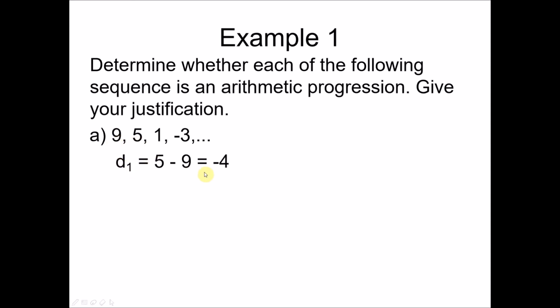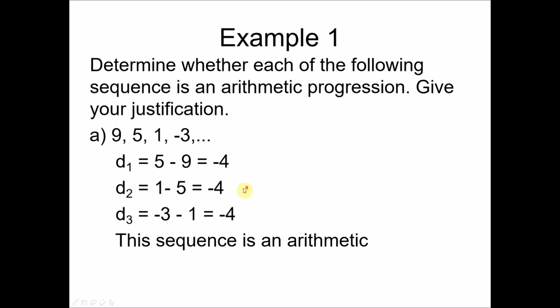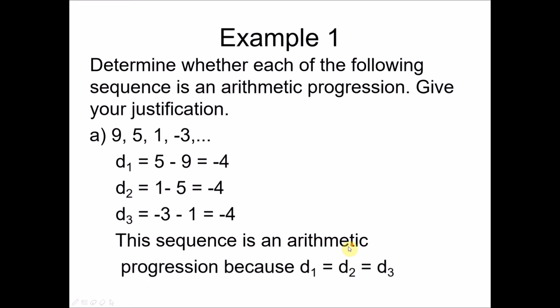5 minus 9, you get -4. Then we try 1 minus 5. You get -4 as well. -3 minus 1, you get -4 as well. Hence, the difference here is -4. -4 is the same, hence it is a common difference. And this sequence is an arithmetic progression because D1 equals D2 equals D3. It has a common difference.